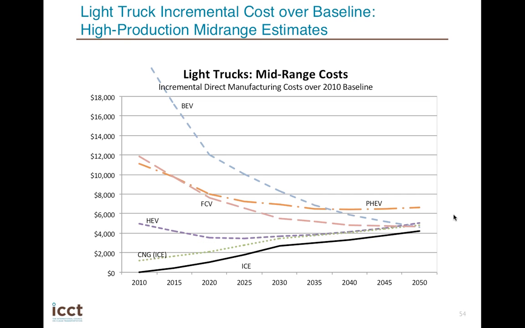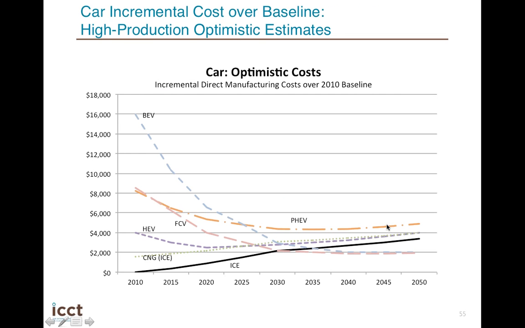All right. So this is the same slide except for light trucks. The costs are higher, of course, the incremental costs, and it takes a little longer for them to cross, but the same general characteristics. If you look at optimistic costs, now they're crossing around 2030. Now, they probably can't get to high volume production by 2030. So again, if you add the markups for lower volume production, there's still going to be a premium. But it does show that, in an optimistic case, in the long run, they could be considerably cheaper than an ICE engine.